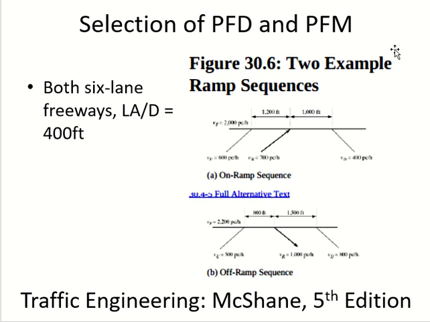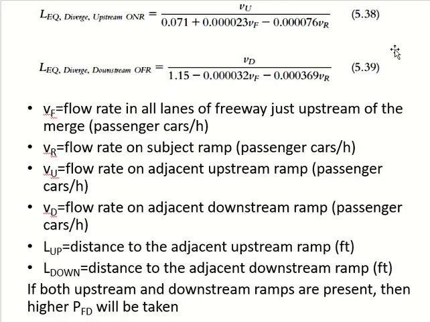Okay, VD is 400 and LA is 400 feet. This is a mistake, let's cross it out. LA is 400 feet. Acceleration lane is 400 feet. Clear? Okay. VD is 400, LA is also 400. Give me LEQ.